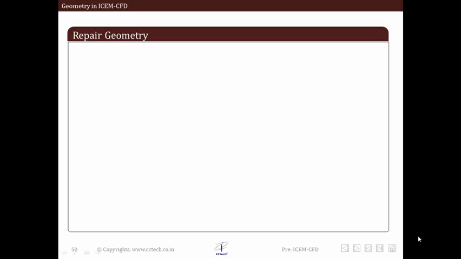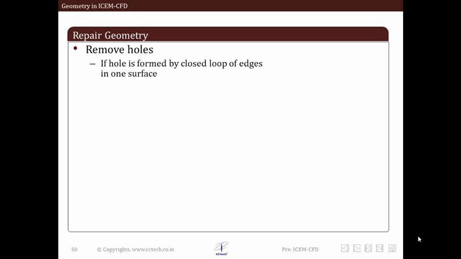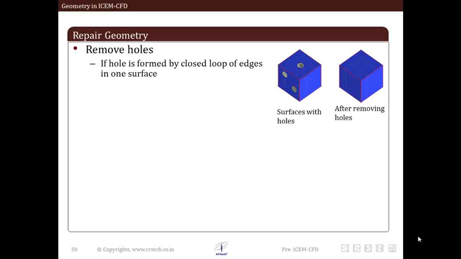Next operation is remove holes. This option allows us to remove holes in geometry formed by a closed loop of edges in one surface. The difference between close holes and remove holes is that here a new surface is not generated, instead it is removed.